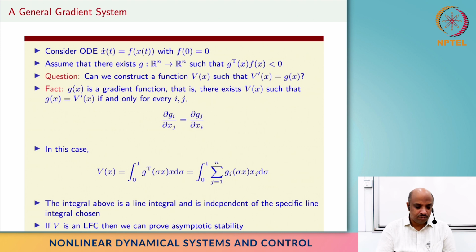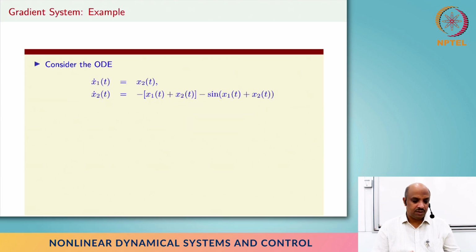So that's the method. In the lack of any great general ideas, this is a fantastic idea in my opinion, motivated by physical systems, which also means that there are many systems where this can work out quite well. So here is an example. You have x1 dot equal to x2, and x2 dot equal to some x1 plus x2, and then minus sine of x1 plus x2, and we're trying to find whether this particular system is asymptotically stable or Lyapunov stable, whatever it is, and whether we can find a Lyapunov function.